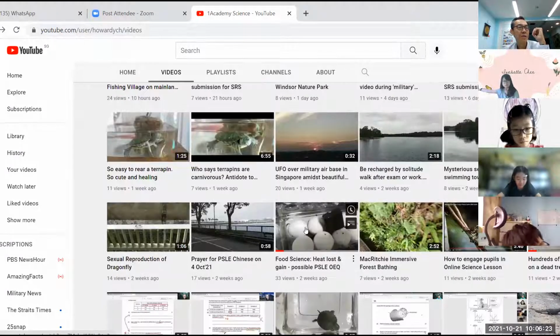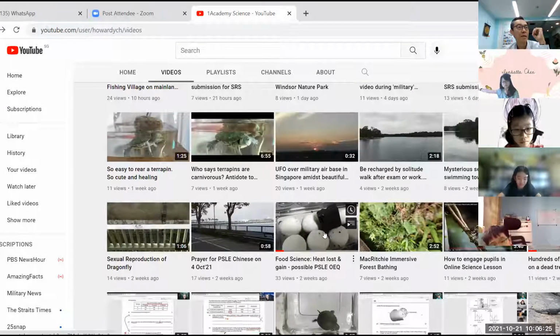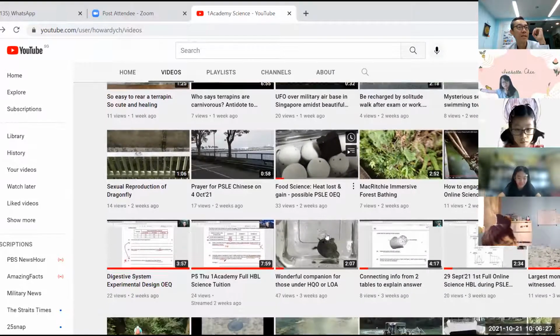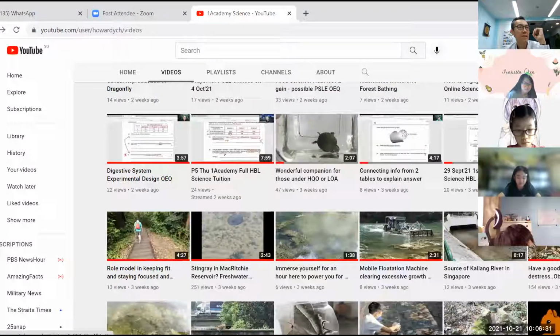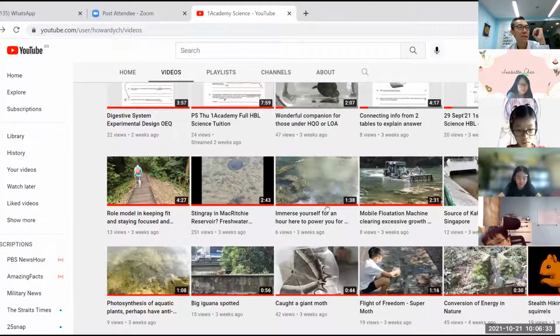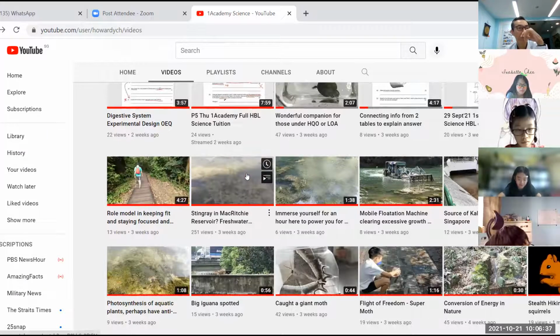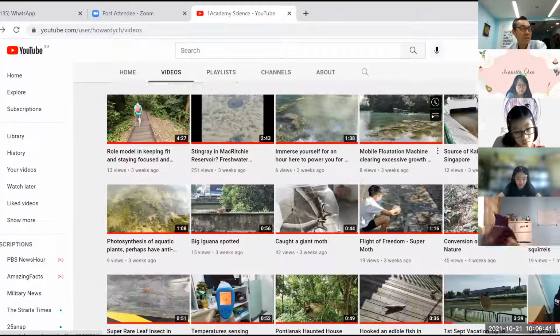And then there's a heat question here, food sciences, about heat flow. And then also other questions under open-ended. And the day I saw a stingray here. Stingray is a fish, so it's cold-blooded. It breathes through gills in the Macritchie Reservoir.